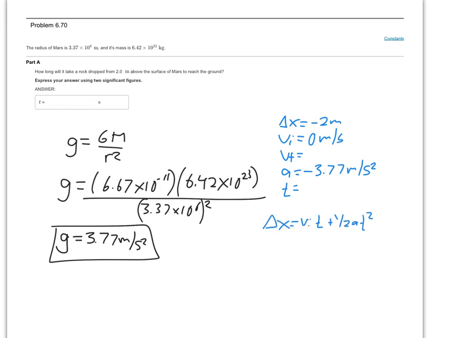I'm going to go ahead and set up my delta x equation. We know our displacement is negative 2. That initial velocity term just goes away because it's 0. And we have 1/2 times negative 3.77 times t squared. When we go ahead and solve for t, we end up getting an answer of 1.029 seconds. If we're rounding to 2 sig figs, it would ultimately be 1.0 seconds.